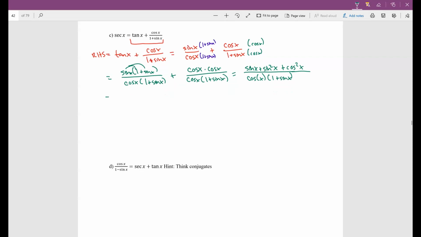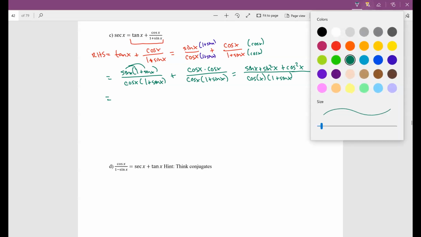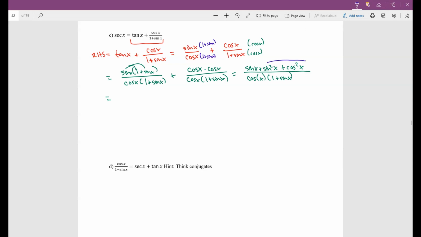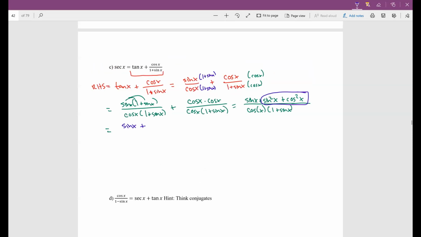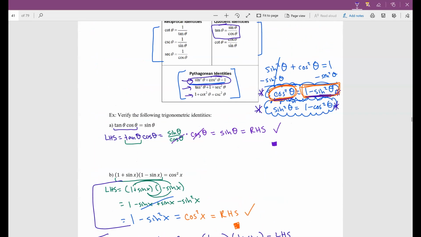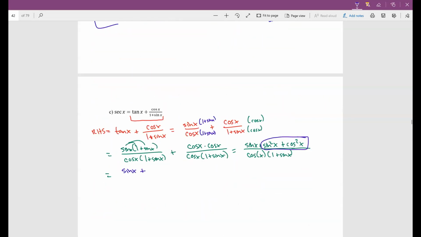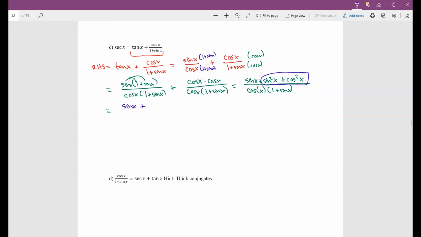Okay. Alrighty. So now you can see that this part right here, sine squared x plus cosine squared x, is just equal to 1. So what we have is sine x plus 1. That's just a Pythagorean identity, right? Okay, so that is just going to be 1 plus sine x divided by, so you have a cosine x on the bottom, and then a 1 plus sine x.